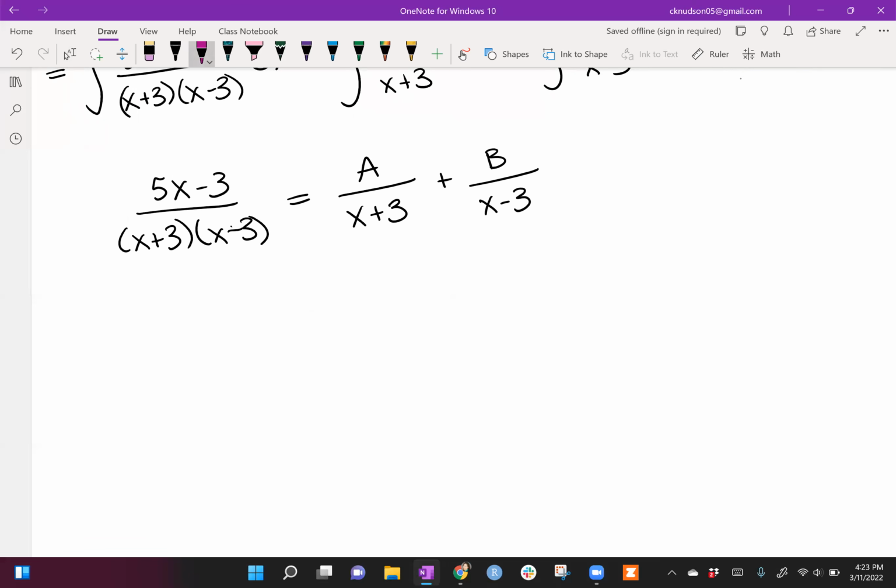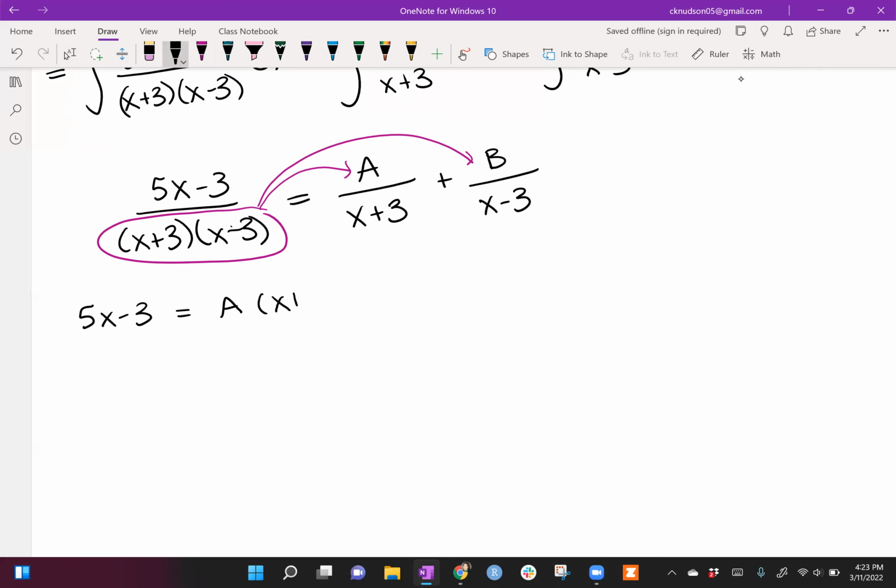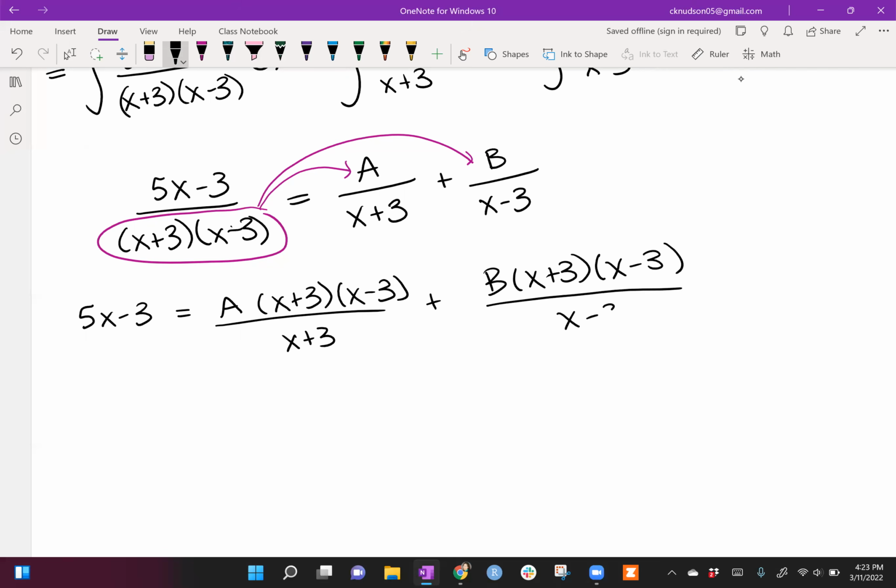First thing we're going to do to solve is multiply the denominator over to the other two fractions. That leaves 5x minus 3 equals A times x plus 3, x minus 3 over x plus 3 plus B times x plus 3, x minus 3 divided by x minus 3. And now right away we can see that our x plus 3's cancel and our x minus 3's cancel. So this simplifies a bunch. We get Ax minus 3A plus Bx plus 3B is equal to 5x minus 3.